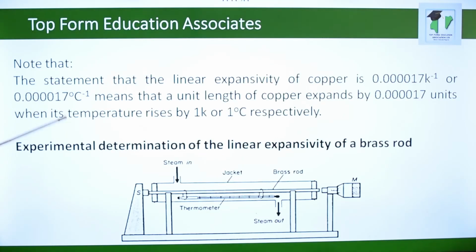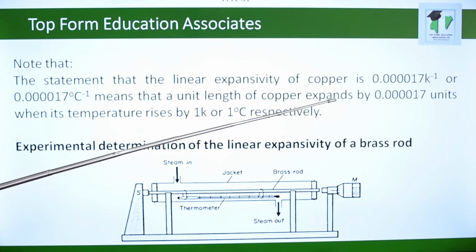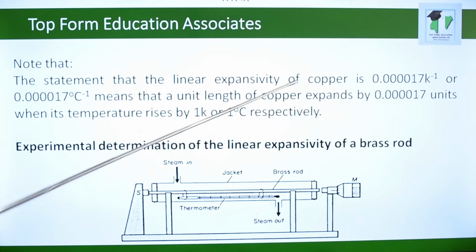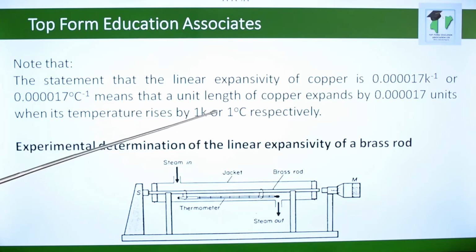Note that the statement that the linear expansivity of copper is 0.000017 per Kelvin or 0.000017 per degree Celsius means that a unit length of copper expands by 0.000017 units when its temperature rises by 1 Kelvin or 1 degree Celsius respectively.